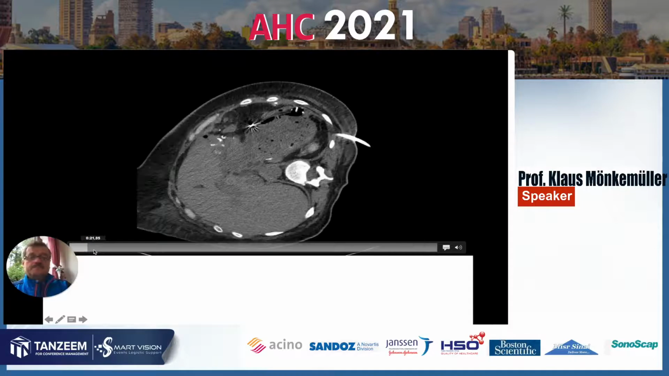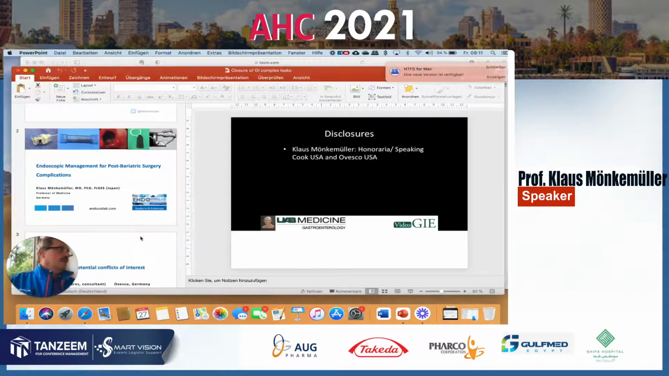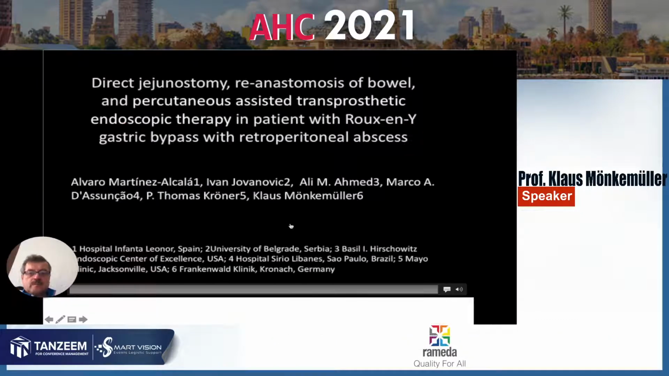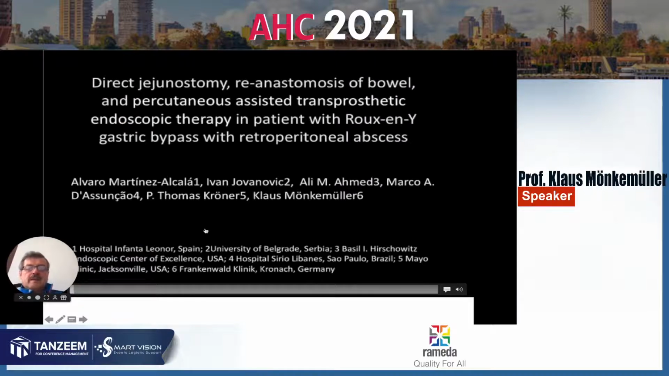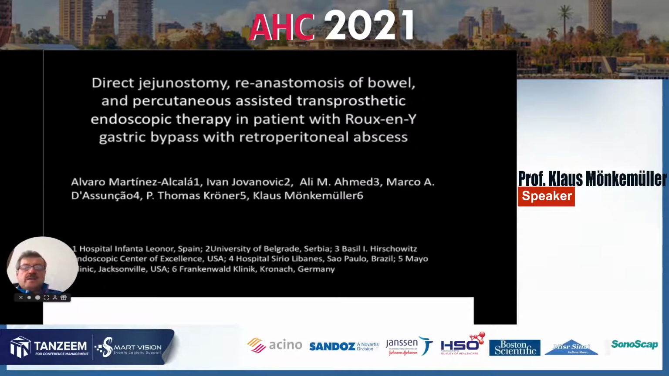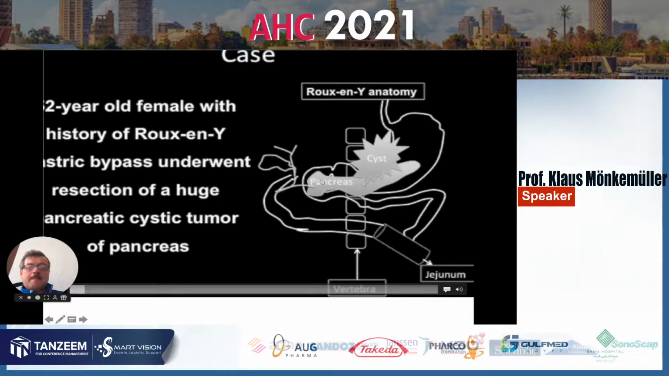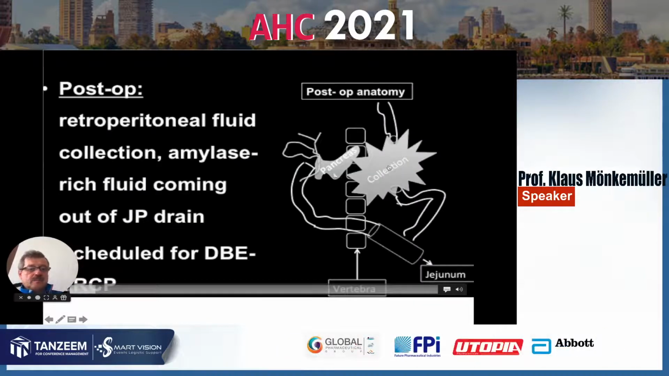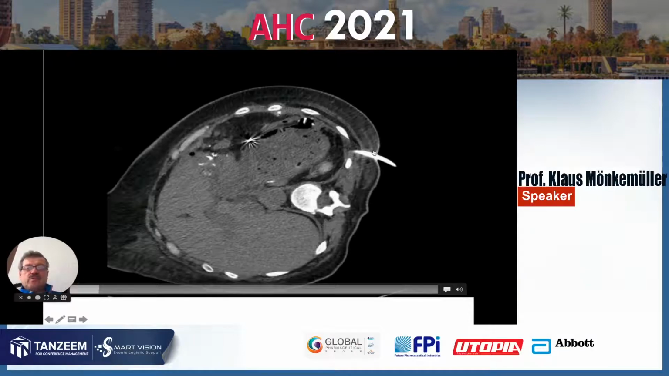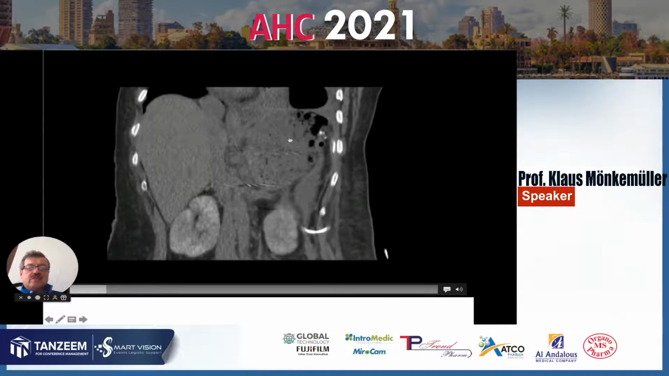This patient had a huge collection. Here we show you a complex patient who had a complex problem after surgery, after gastric bypass. The patient underwent pancreas resection, pancreas tail, because of a huge mucinous cystic tumor, but during surgery there was a problem with the anastomosis, the gastrojejunal anastomosis with dehiscence, and a huge collection had formed.